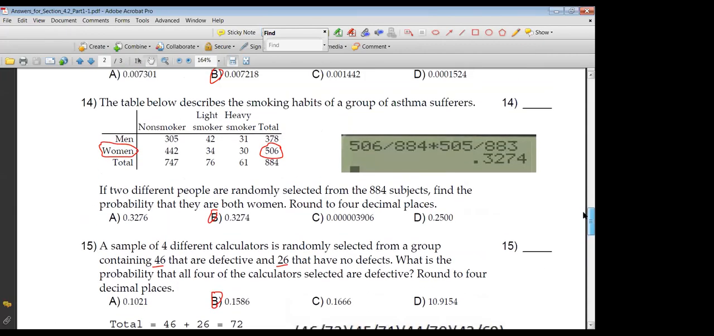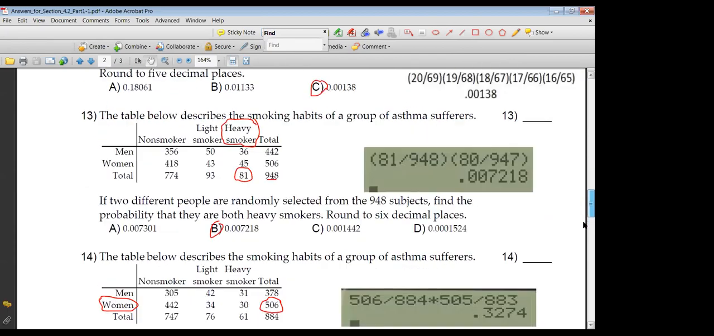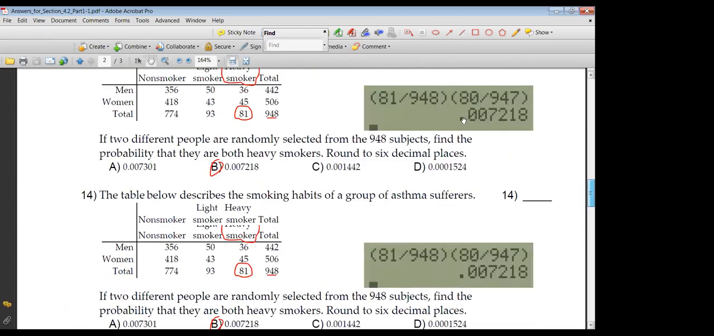But you see how important it is to have this by your side. Because, as I said before, I'm not going to give you homework problems and then give you a test problem that doesn't resemble the homework. The homework is to prepare you for the test. So obviously the test problem is going to be very similar. It may not be defective equipment, it may be whatever, but the idea is it's either going to be dependent or independent events.